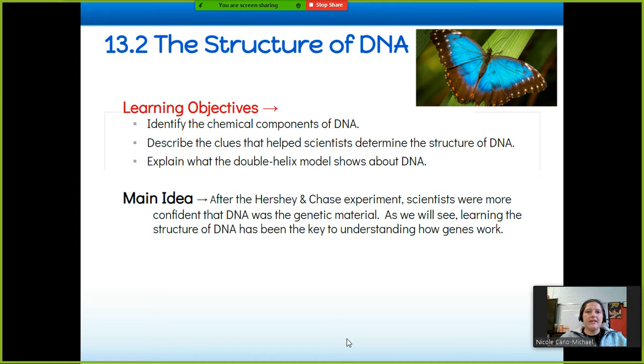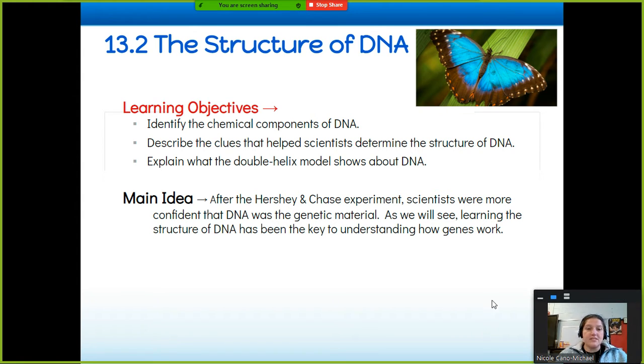Guys, so we are going to take a look today at the structure of DNA. Hopefully, you have your student note catcher open and we will take it from there. All right, so first thing we want to talk about are our learning objectives for the day.